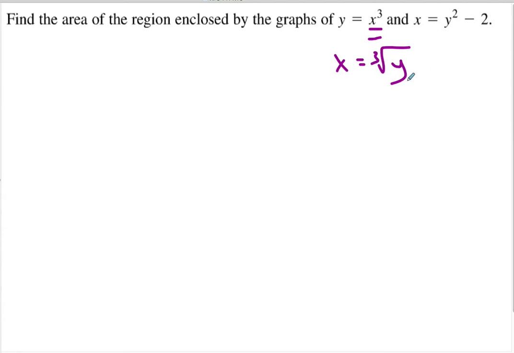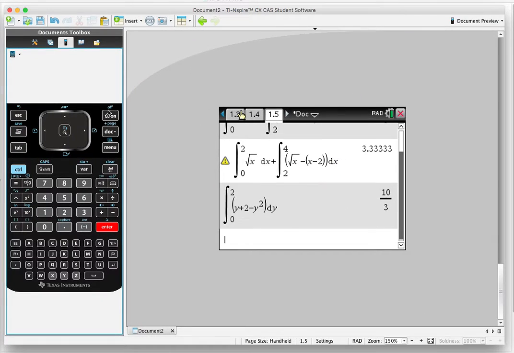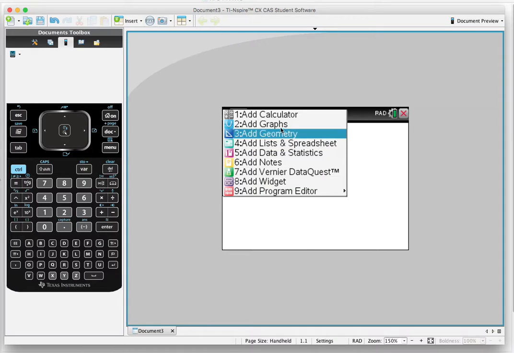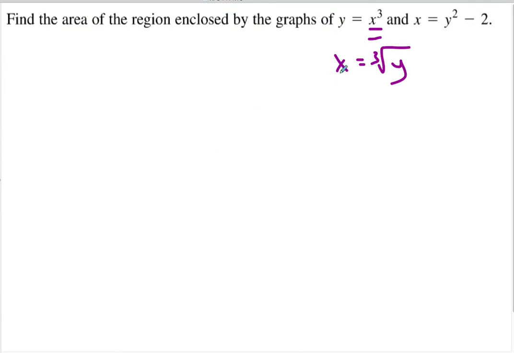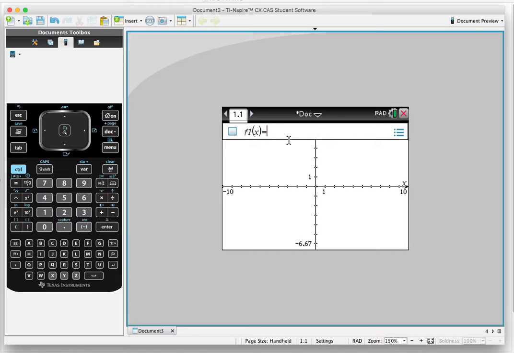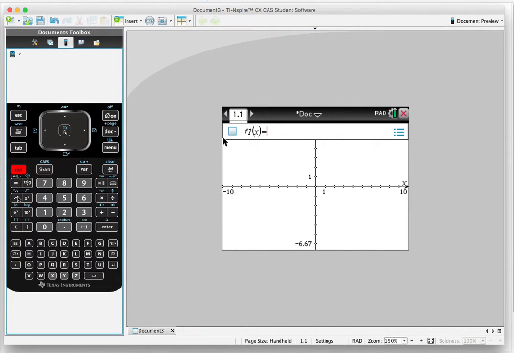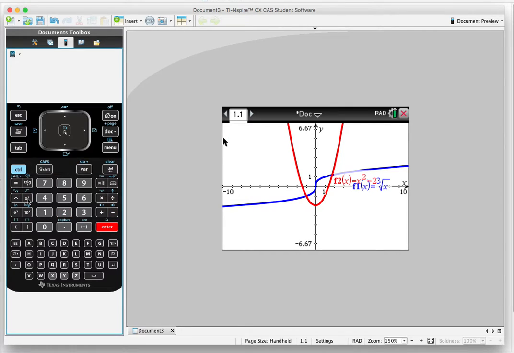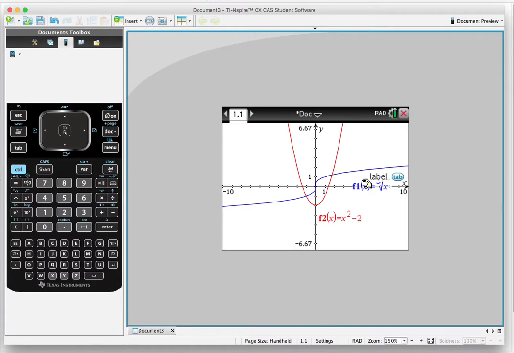And now as I graph it, I'm going to graph it like I normally do. I'm just going to switch the variables. So this will be y equals the cube root of x, and this will be y equals x squared minus 2. It'll look flipped from where it should be, but who's to say we can't use the axes however we want? So we'll graph y equals the cube root of x, and then we'll graph y equals x squared minus 2. We're looking for this section right here. My F1 is on top. My F2 is on bottom.